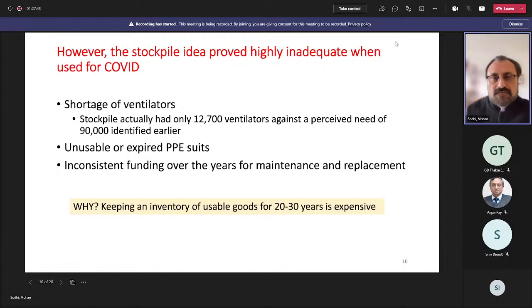And of course, governments change over time, and different governments may have different priorities, and not every government may have put the same amount of funds into maintaining that inventory over those 20-odd years. This is the classic case where the holding cost of inventory is much more than you might think. Keeping inventory for 1 year is a different matter from keeping it for 20, 30, 40 years, because you don't know when the next pandemic will strike.